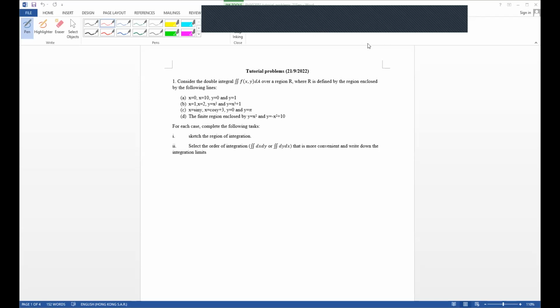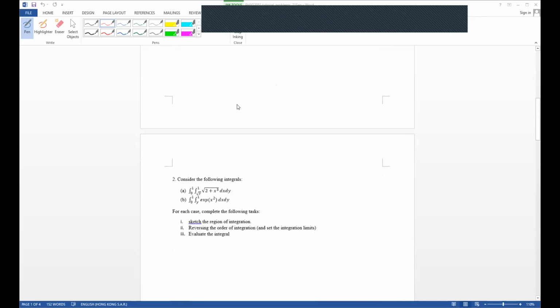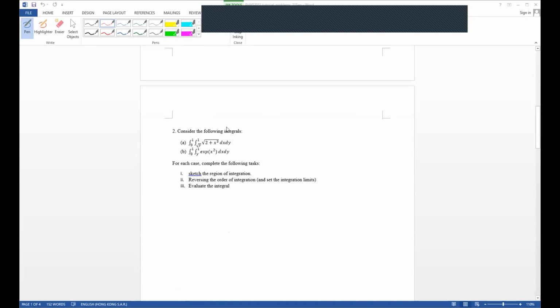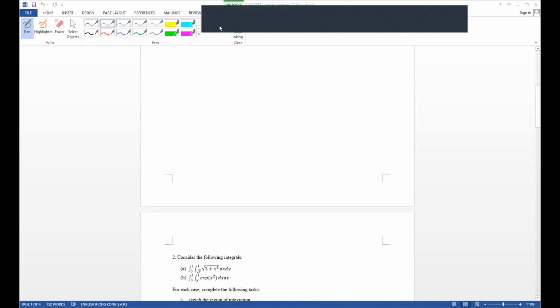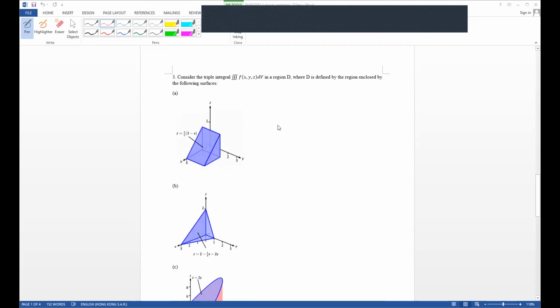So today we'll have some tutorial problems. Today we'll have two tutorial problems, both of them about the double integral. Then we'll go back to the lecture notes and go through some part of the triple integral, and after that, we will do the third tutorial problem 3.